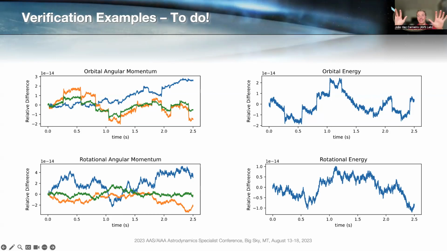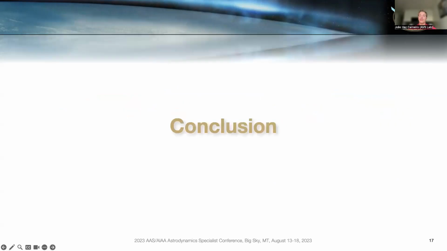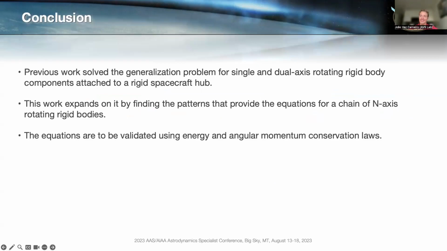So again, we haven't done this. This is still to do, but this is what we expect to see, and it's what we're going to be working to find. So to conclude, previous work has solved this generalization problem, particularly for single and dual axis components that are attached to a rigid hub. And what this work does is just expand on it and doesn't constrain itself to just 1 or 2 degrees of freedom. We can actually have an n degree of freedom length or chain of rigid bodies.